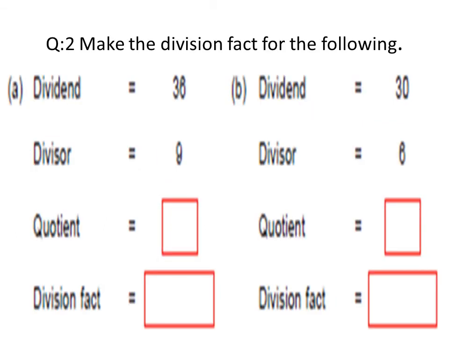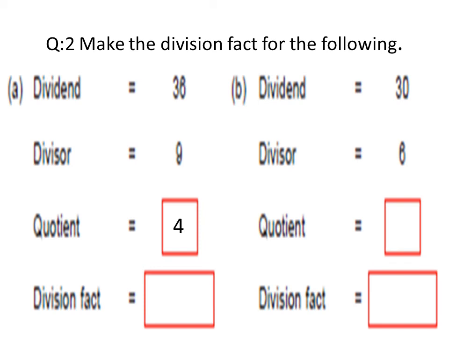Now see next question. Make the division fact for the following. Here you have given dividend which is 36, divisor which is 9, and you have to find quotient and division fact. First of all we will find quotient. How we will find quotient? Recite the table of 9 till you reach 36. Now 9 ones are 9, 9 twos are 18, 9 threes are 27, 9 fours are 36.